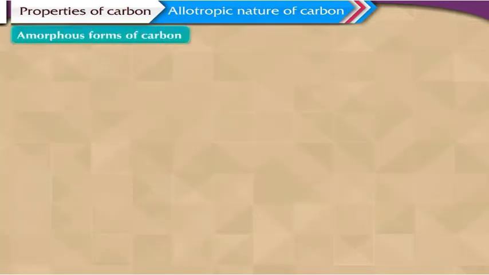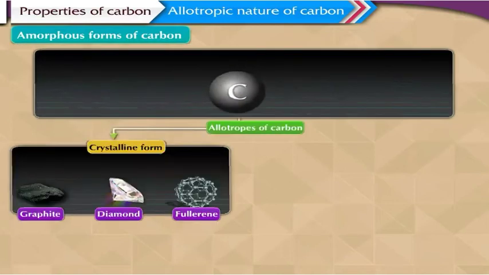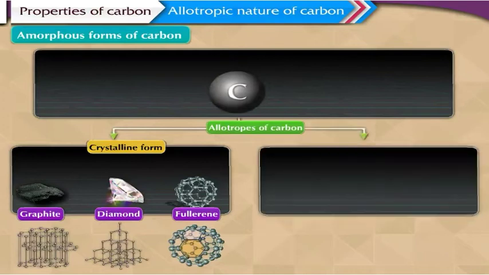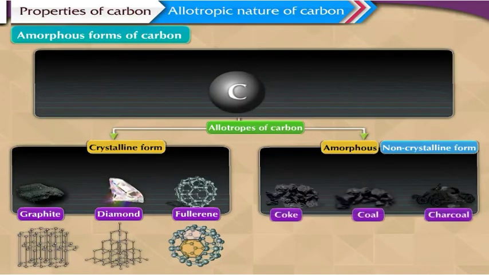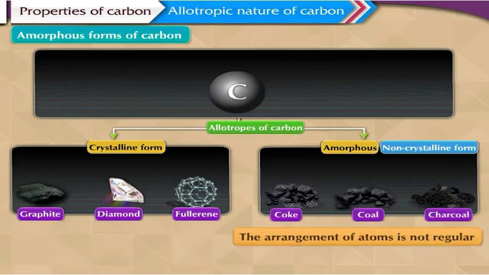Amorphous forms of carbon. We have learned that in the crystalline forms of carbon, the arrangement of atoms is regular. In the non-crystalline forms or amorphous forms of carbon, the arrangement of atoms is not regular. The non-crystalline forms of carbon are coal, charcoal, coke. Let us discuss each of these forms in detail.